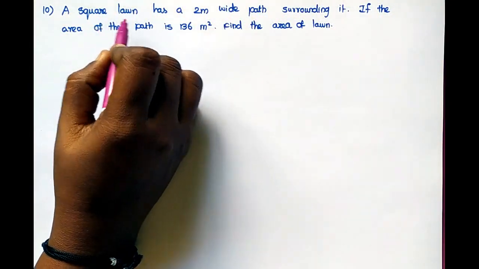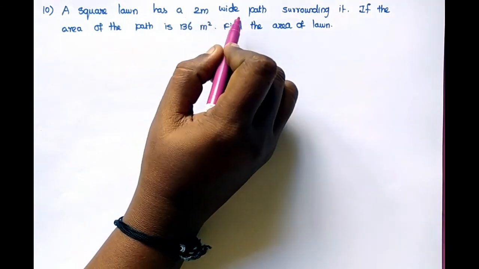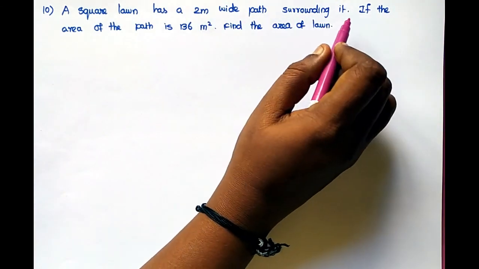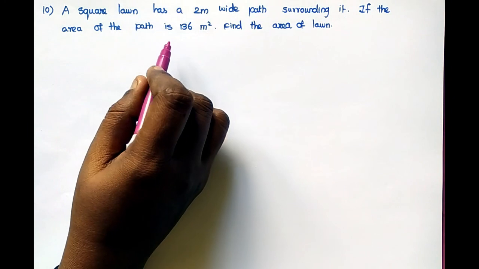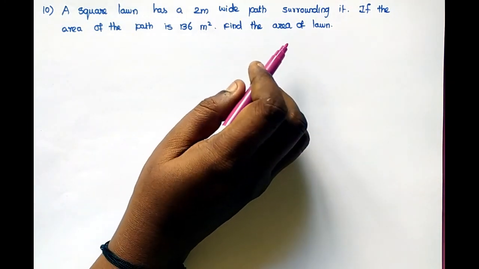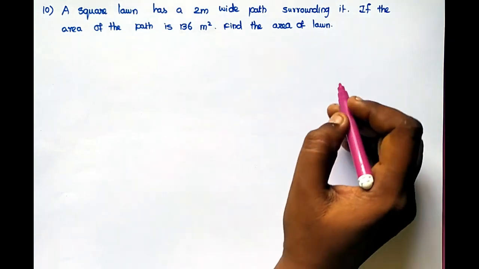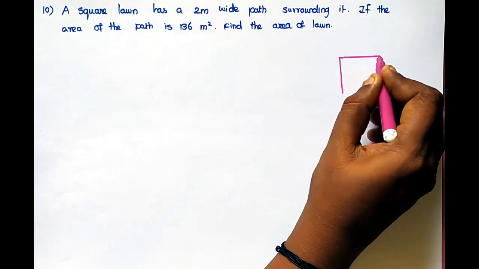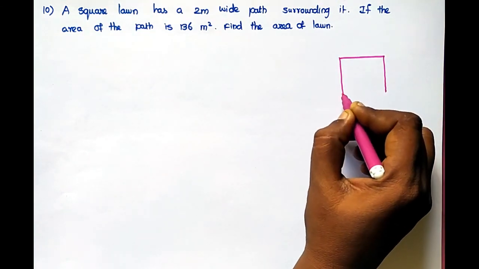Tenth sum. A square lawn has a 2 meter wide path surrounding it. If the area of the path is 136 meter squared, find the area of the lawn. Listen. A square lawn.